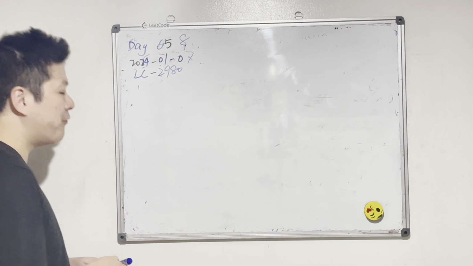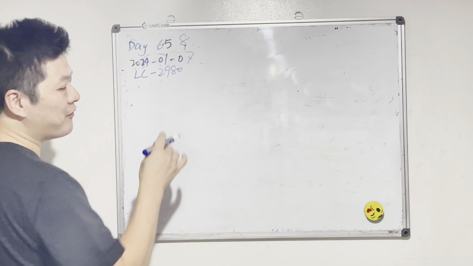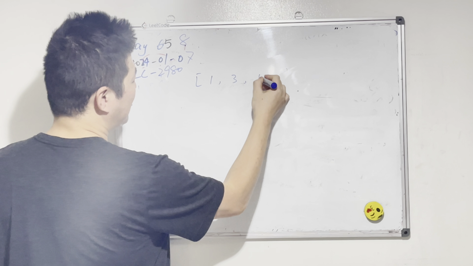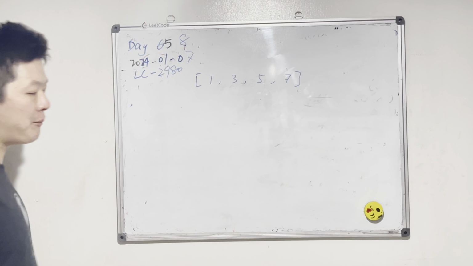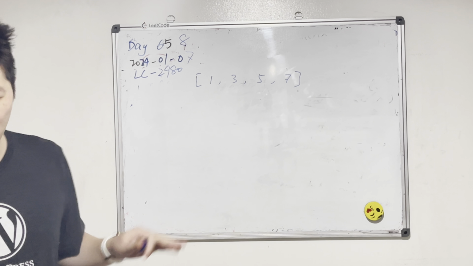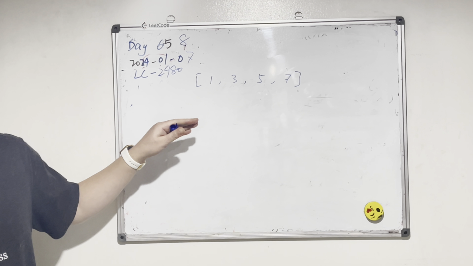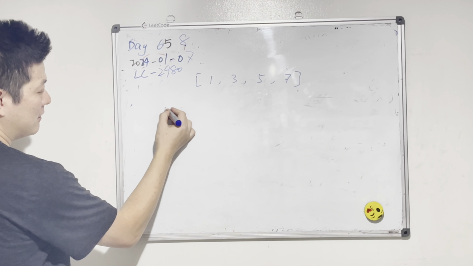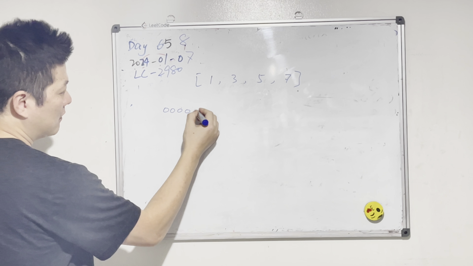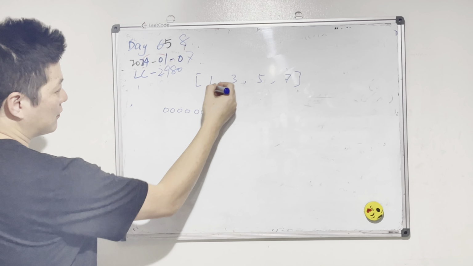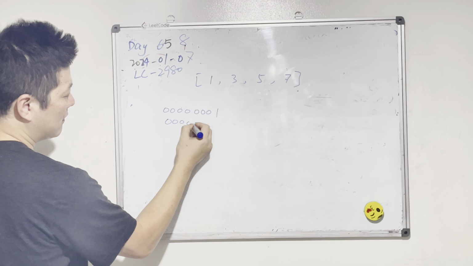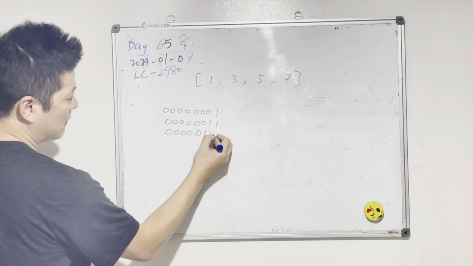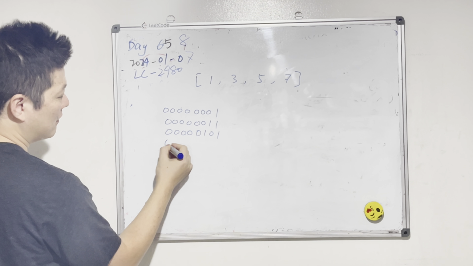Okay, so today we're given a few positive integers, let's say 1, 3, 5, 7. These are non-negative integers. If we convert them into binary, 1 is 1, 3 is 11, 5 is 101, and 7 is 111.